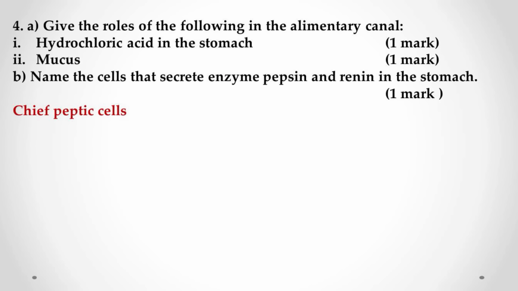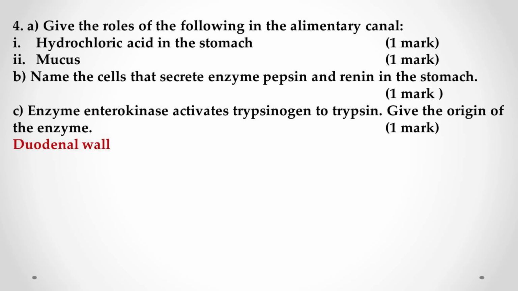B part of question 4, name the cells that secrete the enzymes pepsin and renin in the stomach. They are called chief peptic cells. C part of the question, the origin of the enzyme enterokinase is the duodenal wall.